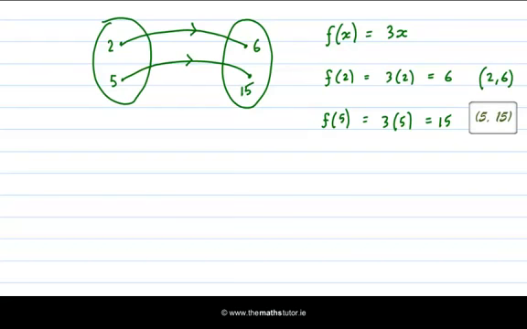So with every function, we have an input number and we have an output number. Let me label these. This is the number we input and this is the output. And in our ordered pair, we have an input, which is the first number, and we have an output, which is the second number.